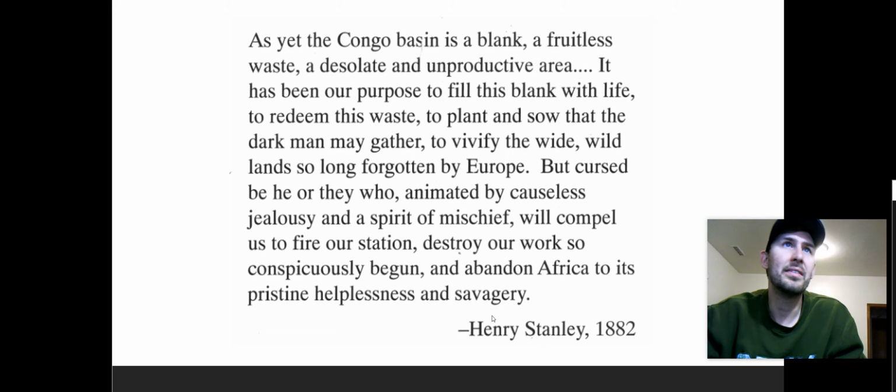As yet, the Congo Basin is a blank and a fruitless waste, a desolate and unproductive area. It has been our purpose to fill this blank with life, to redeem this waste, to plant and sow what the dark man may gather, to vivify the wide, wild lands so long forgotten by Europe. But cursed be he or they who, animated by clueless jealousy and a spirit of mischief, will compel us to fire our station, destroy our work so conspicuously begun and abandoned Africa to its pristine helplessness and savagery.